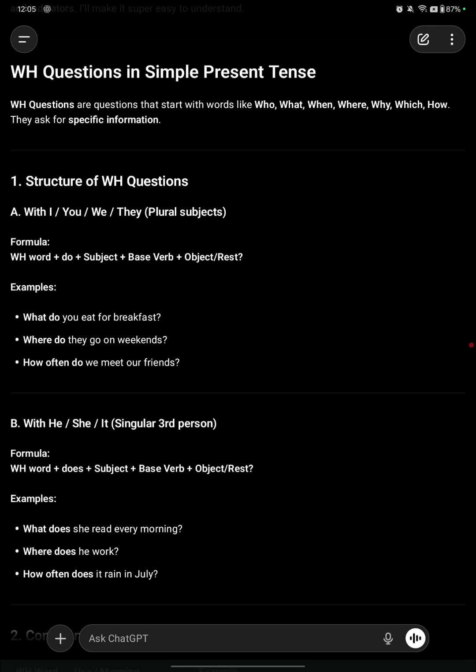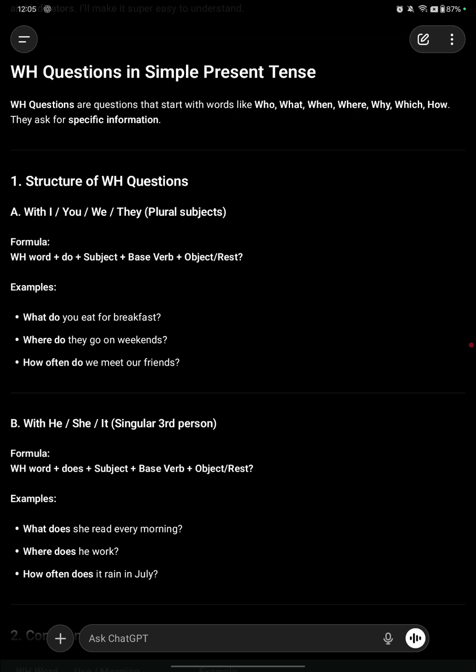Structure of WH questions in simple present tense. The WH questions are questions that start with words like who, what, when, where, why, which, how. They ask for specific information.